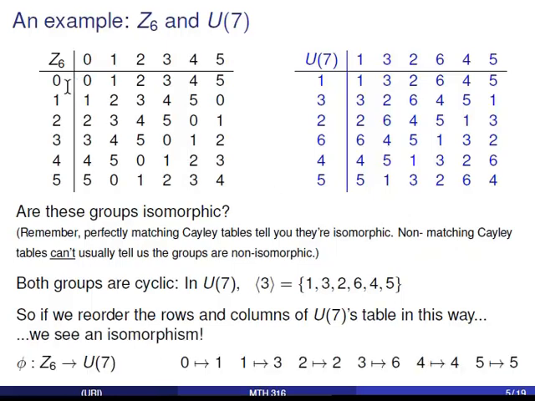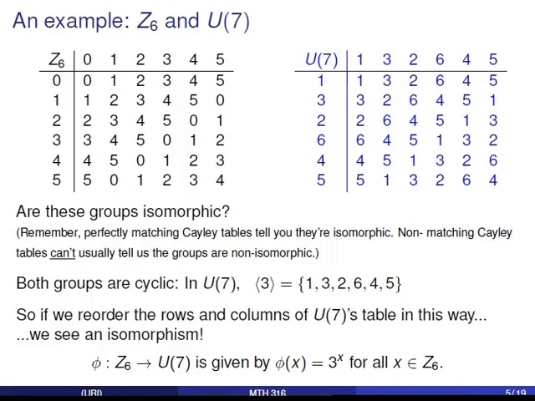In fact, we can just take the order that these things appear in their rows, and just map the corresponding elements to each other. So 0 will map to 1, 1 will map to 3, 2 will map to 2, and so on. More generally, because these elements were ordered by multiplying by 3, we have a nice expression for our isomorphism. We can say that the map phi from Z6 to U7 can be given by just taking that integer from Z6 and taking 3 raised to that in the group of U7.